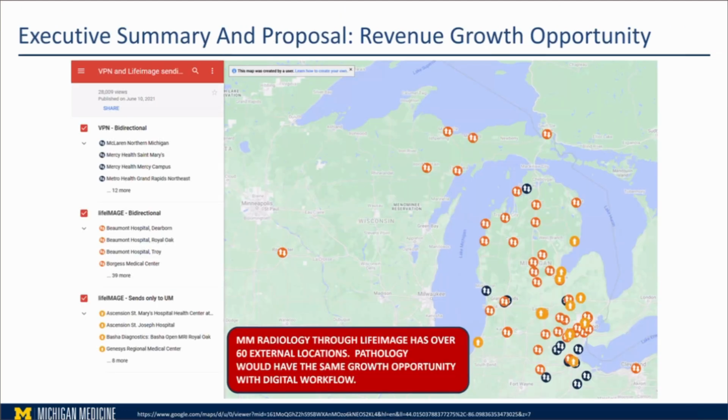One of the areas we also showed is the revenue growth opportunities. For example, I'm sharing with you this screenshot from the radiology department in Michigan Medicine. They have more than 60 external locations, even just within Michigan State. We might have the opportunity to leverage those already established connections with those clients, and we can have a digitized solution or maybe receive digital images in the future when they go digital.